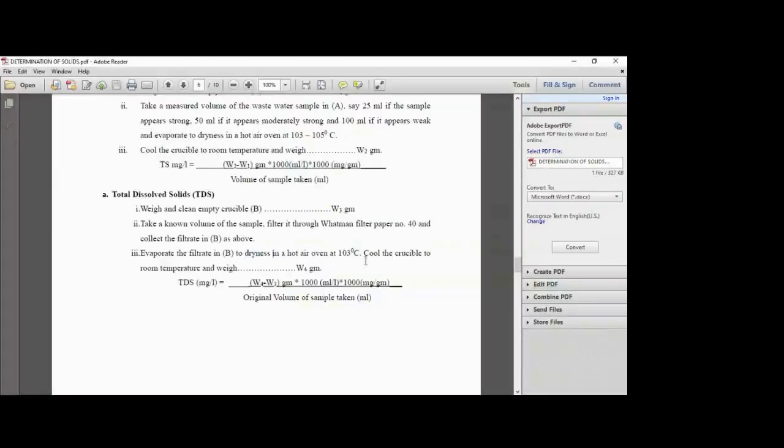Now what we are going to do is weigh that particular crucible again. Let's say the weight is W4. So W4 minus W3 will be the total dissolved solids that you have. The original volume of sample that we have taken is 100 ml, and this arrangement we have done to get a unit of mg per liter. So you will be getting TDS in mg per liter by doing this complete procedure, right?